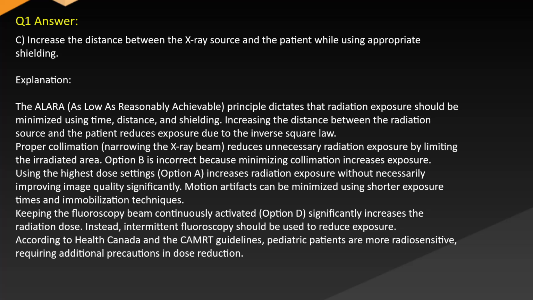Option B is incorrect because minimizing collimation increases exposure. Using the highest dose settings, option A, increases radiation exposure without necessarily improving image quality significantly. Motion artifacts can be minimized using shorter exposure times and immobilization techniques. Keeping the fluoroscopy beam continuously activated, option D, significantly increases the radiation dose. Instead, intermittent fluoroscopy should be used to reduce exposure. According to Health Canada and the CAMRT guidelines, pediatric patients are more radiosensitive, requiring additional precautions in dose reduction.